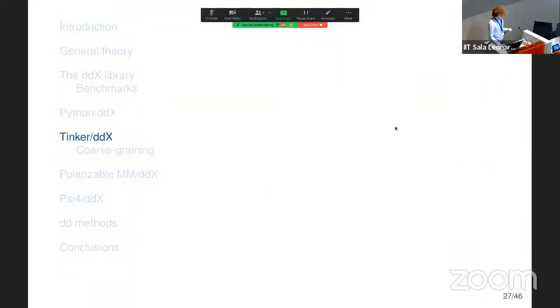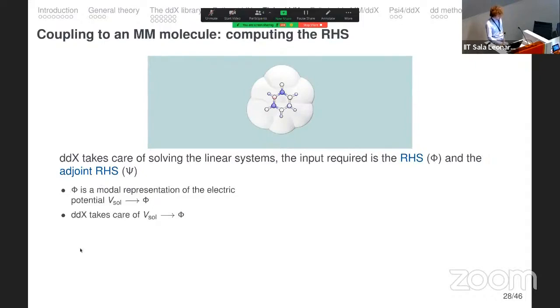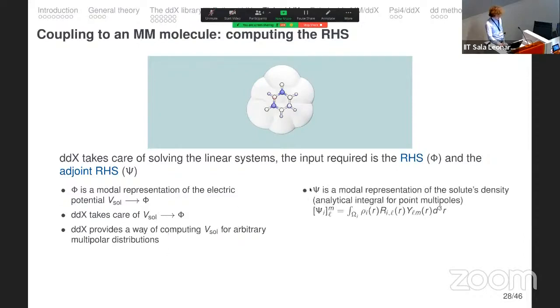And second, another example I want to provide is a little bit of coupling with a classical mechanics molecule that we did in Tinker. As I said, the right-hand side phi is analytical for multipoles. Also, we can compute it for an arbitrary multipolar distribution. And psi is this integral of the solute density with some radial part and some angular parts. But if the solute density is point multipoles, it's analytical, so it can be done with DDX.